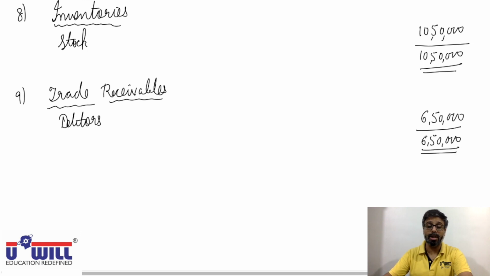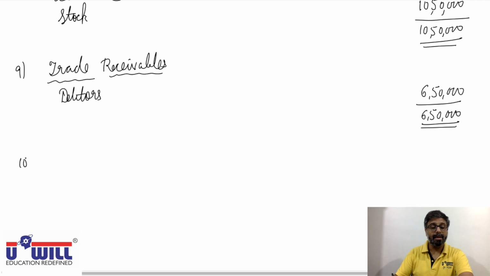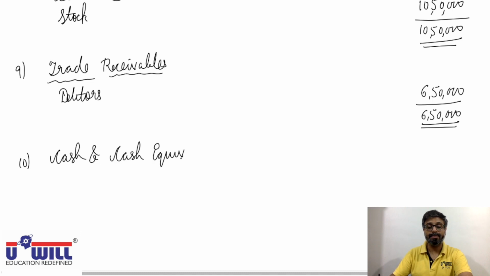Bills receivable are not there. Then after trade receivables, cash and cash equivalents. Okay, cash and cash equivalents. In that we have cash at bank.